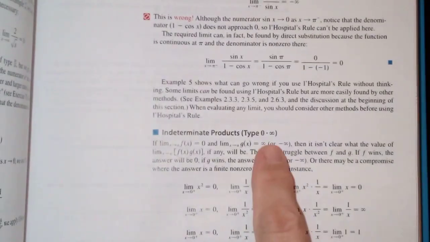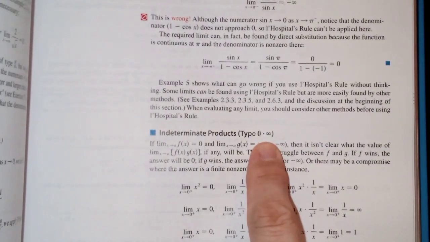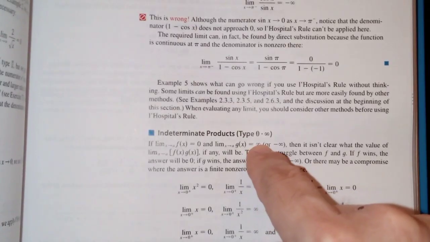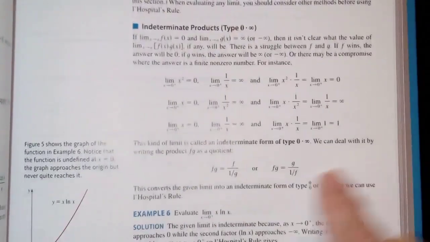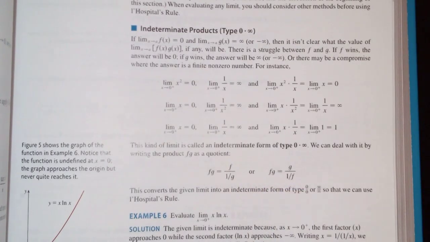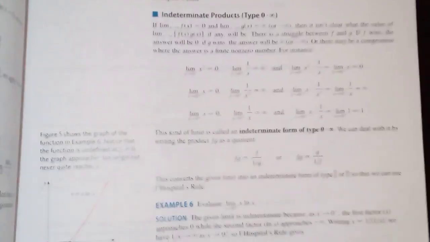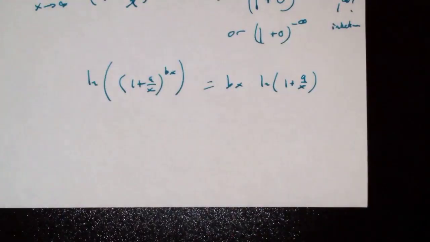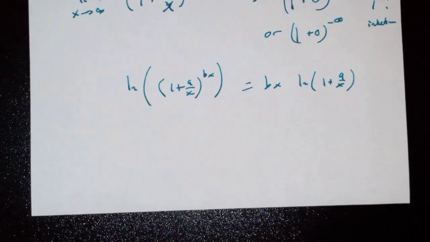Because what I've got right now is a product. If I've got a product, I can switch it to become division. Then I can use L'Hopital's rule. My buddy L'Hopital. More questions, ask me more things.